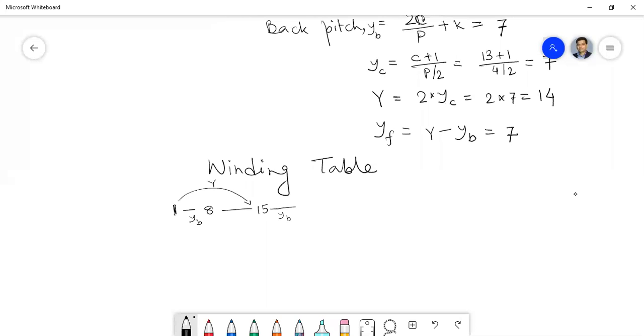Again the back pitch will come, and back pitch is 7. So that means it is 22. Again what will come? The winding pitch. 4.